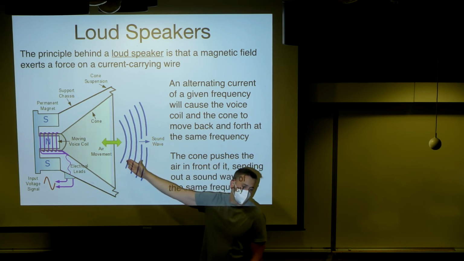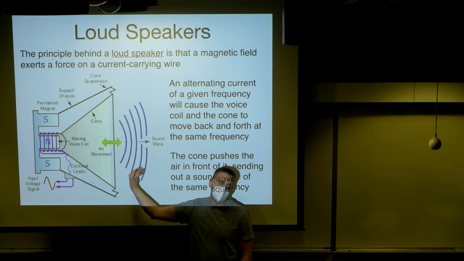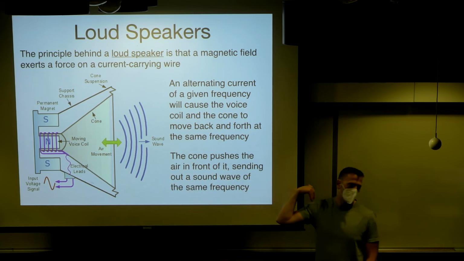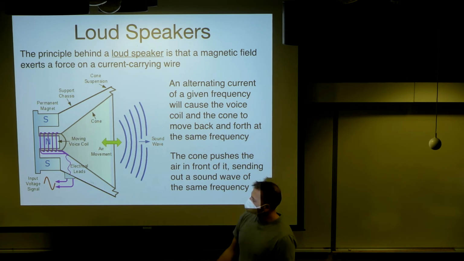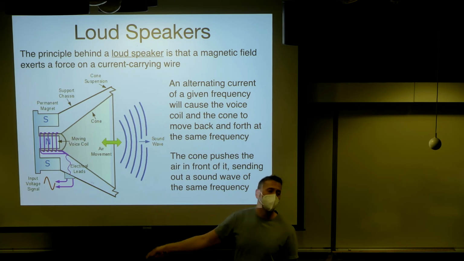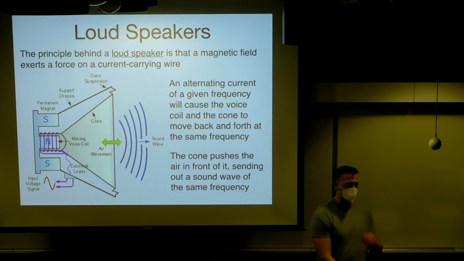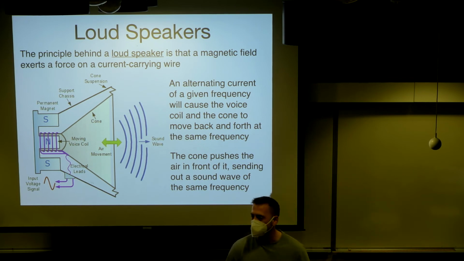There's air right here touching the cone. The cone is just pushing that air back and forth with whatever frequency we originally sent in there. And that's going to produce a sound wave with whatever frequency we originally sent in there. So if we have alternating current with a certain frequency, it causes mechanical movement of a certain frequency, which produces a sound wave of a certain frequency. And that's basically the principle behind any sort of speaker or headphone or anything you like.